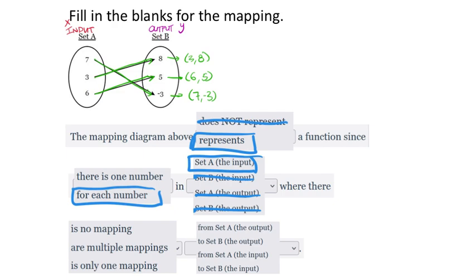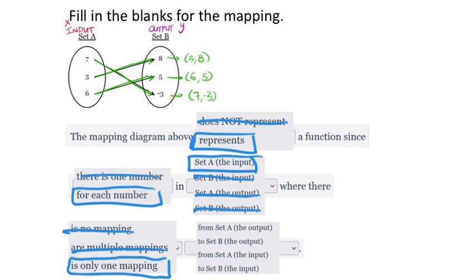So for each number, let's go back here. For each number in set A, which is an input, it's talking about mappings. This is the arrows. When it's talking about mappings, that's the arrows. There's no mapping or multiple mappings. There's only one mapping. Well, there's only one arrow coming out of each of those. So it's not this one or this one. Okay, so let's read this as it is. We can get that last part. The mapping diagram above represents a function since, I've got to cross this one out.